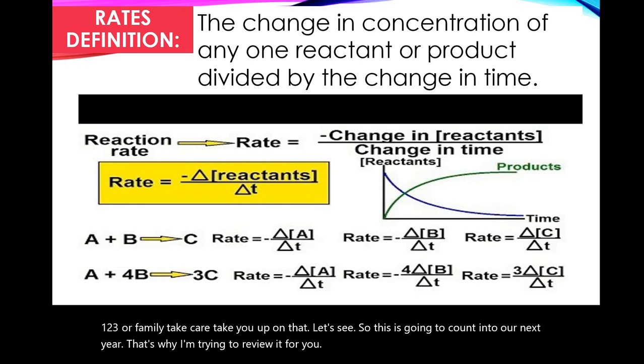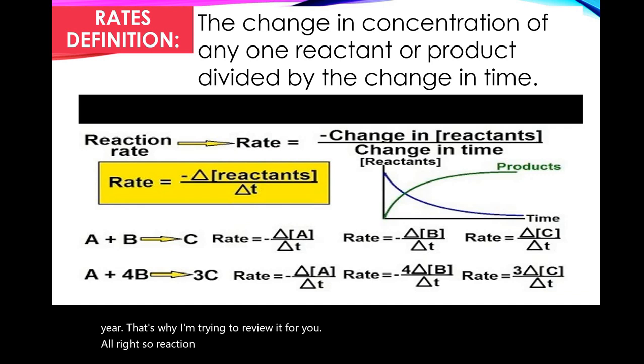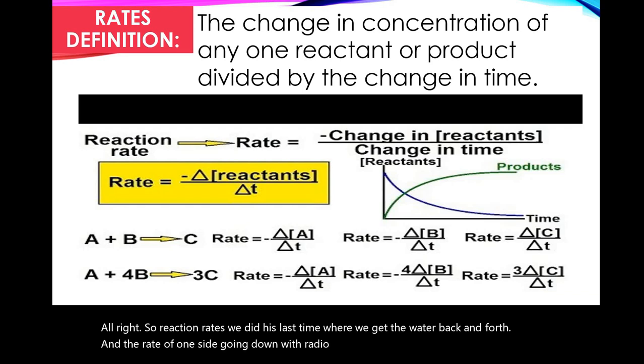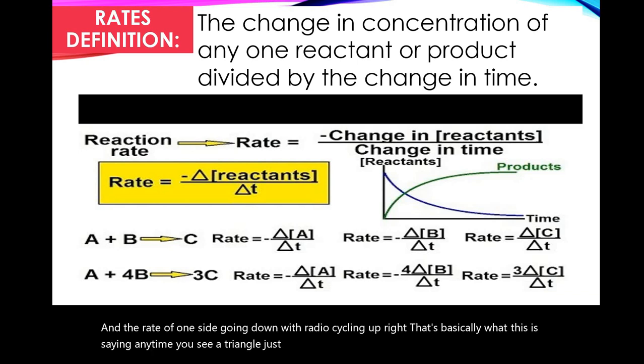All right, so with reaction rates, we did this last time where we did the water back and forth and back and forth. And the rate of one side going down was the rate of the other side going up, right? That's basically what this is saying. Fancy words. Anytime you see a triangle, it just means change. So my change in concentration of A depends on how long I let you do it, right? So how much time I let you do it.